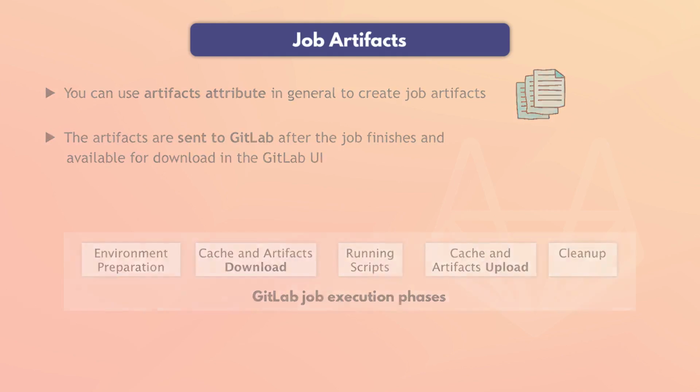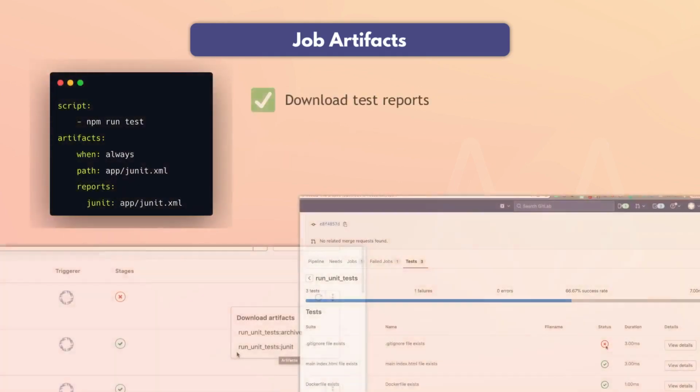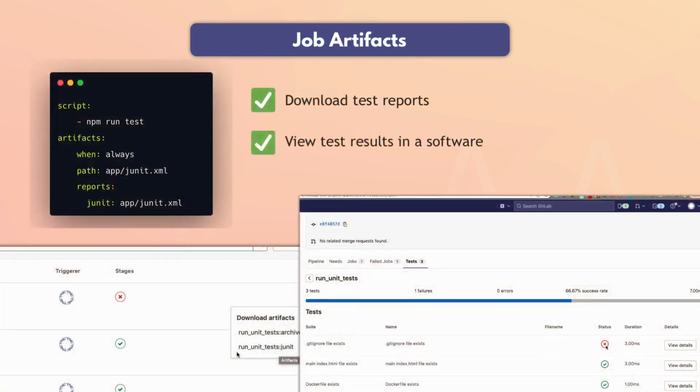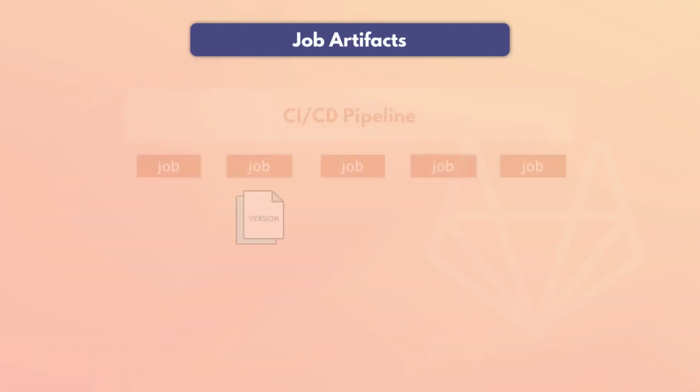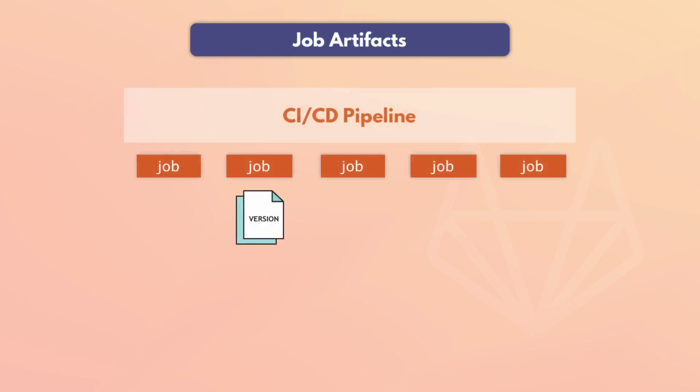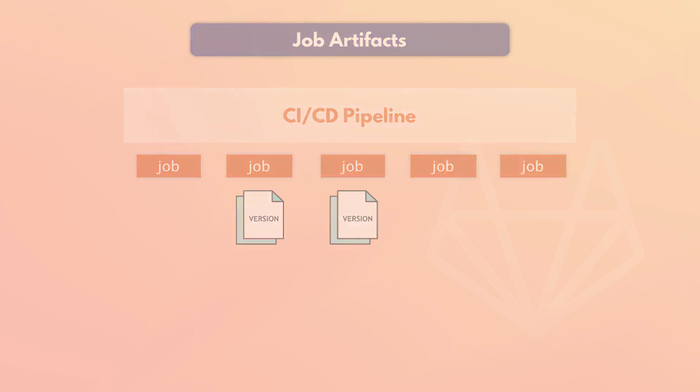In the case of the test reports, we generated reports to download them and maybe view them in respective software. In this case, we can use an artifact to generate a file that contains the version that other jobs can access. So let's see how to do it.